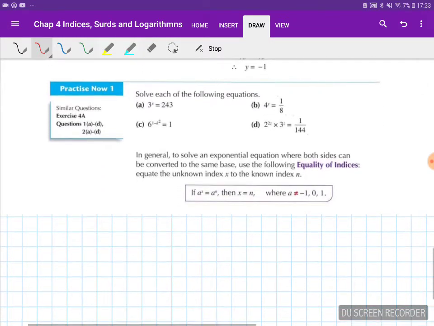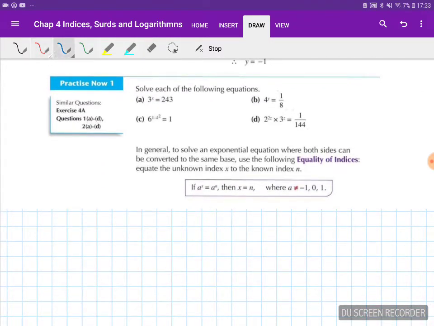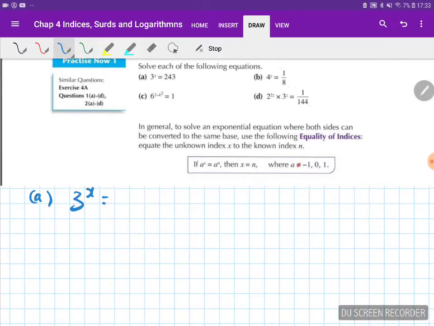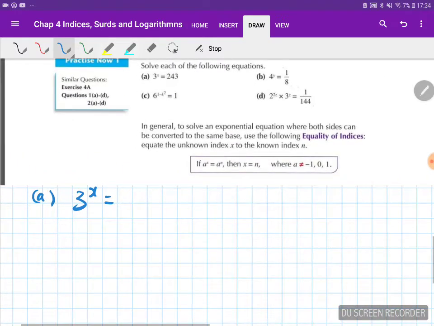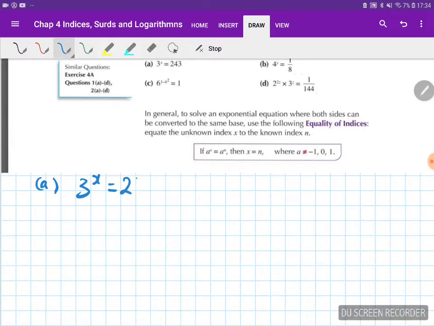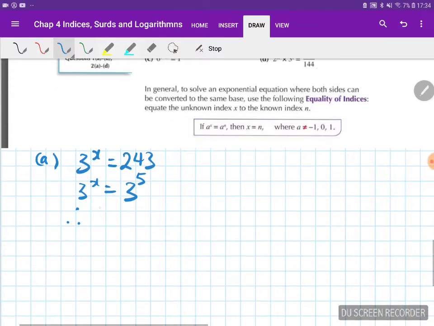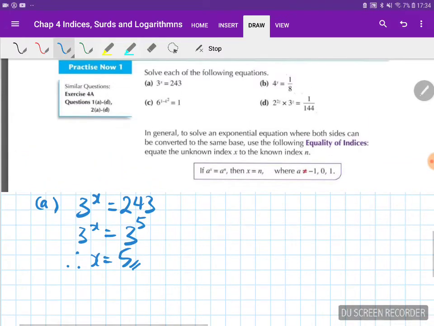I will just solve these few examples to let you have an idea. Let's look at part A. 3 to the power x equals 243. You know that 243 is actually 3 to the power of 5. Since the base is the same, the index must be the same, so x equals 5. Quite easily done.